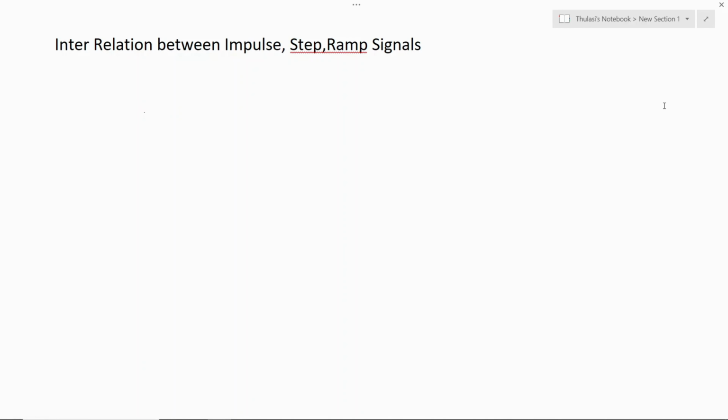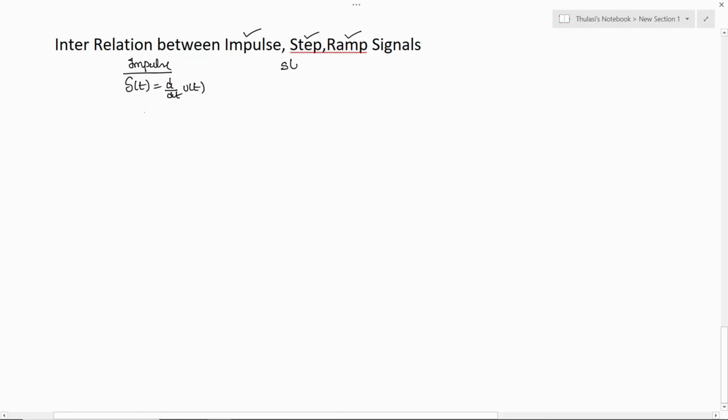Today we are going to discuss the interrelationships between the impulse signal, step signal, as well as the ramp signal. This is very important when you solve competitive exams. So the first signal we are going to define is delta of t, where delta of t is nothing but the impulse signal, and this is d by dt of the step signal. It is defined. Okay, so this is the impulse signal.